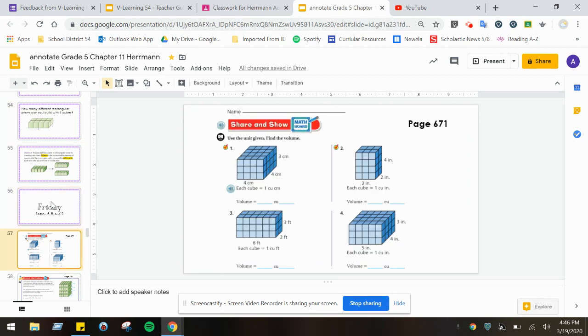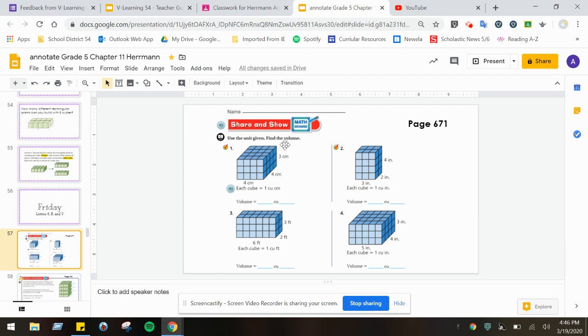I want you to take a look at number 1. If you want to follow along, you can open up to page 671. So number 1, I could, if I want, count all of those cubes to find my volume, but that's kind of a lot of work. We know how to multiply, so let's use our formula. So volume equals length times width times height. So in that case, V equals 4 times 4 times 3.